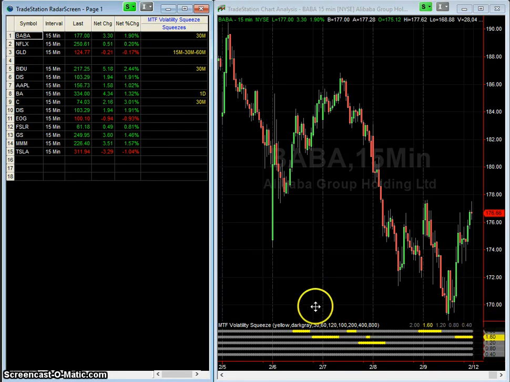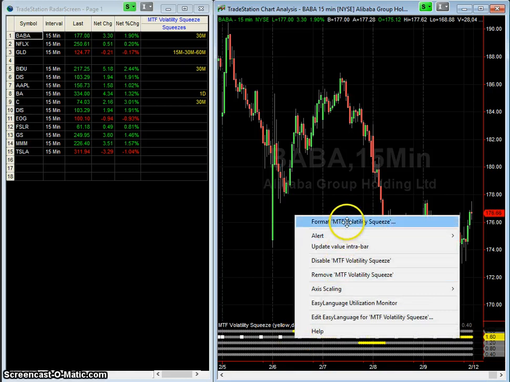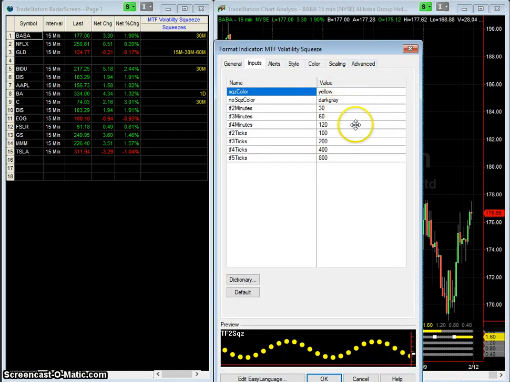By default, let me show you the inputs. You can see for the chart, time frame 1 is always the time frame of the chart. So time frame 2 is set to 30 minutes, then 60 minutes for time frame 3, 120 minutes for time frame 4, and on the minute chart by default time frame 5 is going to be a daily volatility squeeze. And then for tick charts, I must admit I don't use tick charts a whole lot, but this will work on it. So I've just put a default of 100, 200, 400, and 800 ticks for the time frames 2 through 5. Of course, the time frame 1 would be whatever the ticks are that you set.